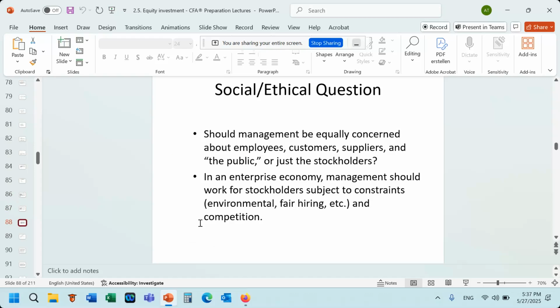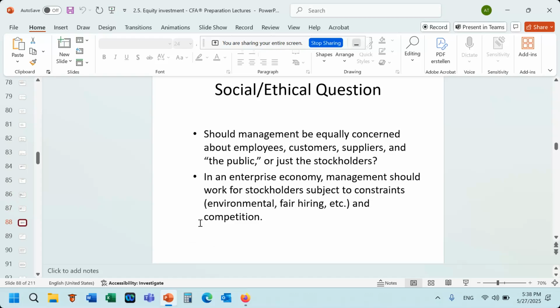So basically, does ethics play a role, have a role in this stock price maximization? One answer in our free market economy is that the other considerations should come as constraints.